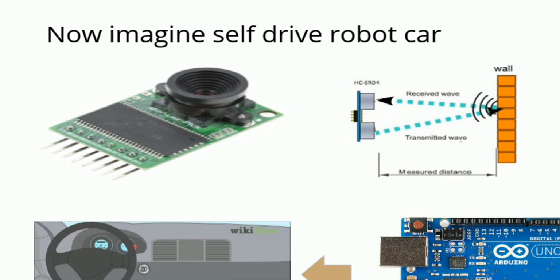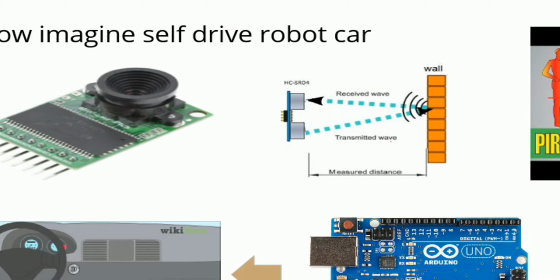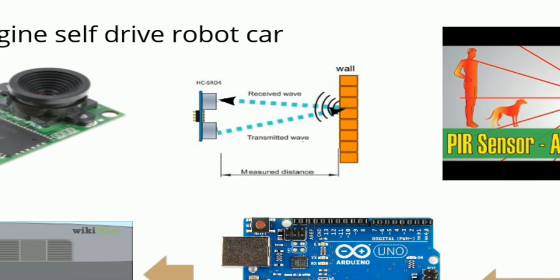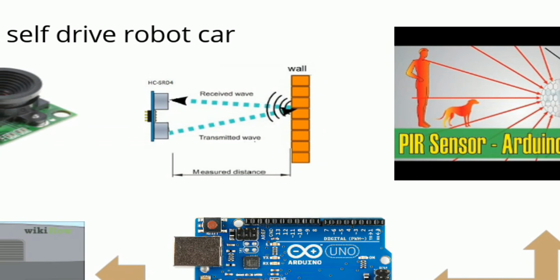Similarly, my Arduino board can't see anything. It can only calculate our data. So if I want to give data to our Arduino, I can use sensors like a camera, ultrasonic sensor, PIR sensor. There are n number of sensors in this digital world: optical sensors, electromagnetic sensors, PNP sensors, NPN sensors. By using these sensors, I can give data to our Arduino.